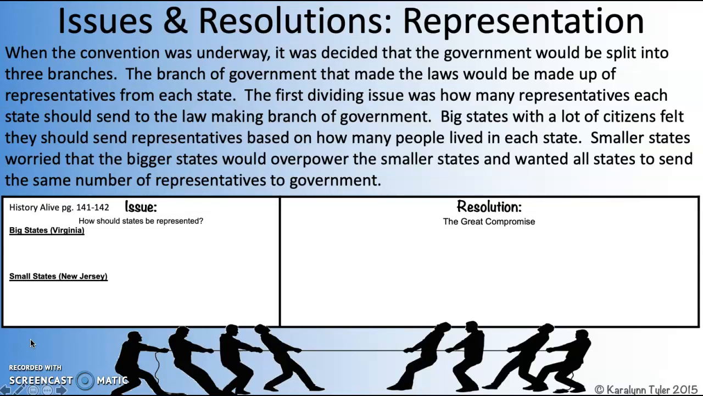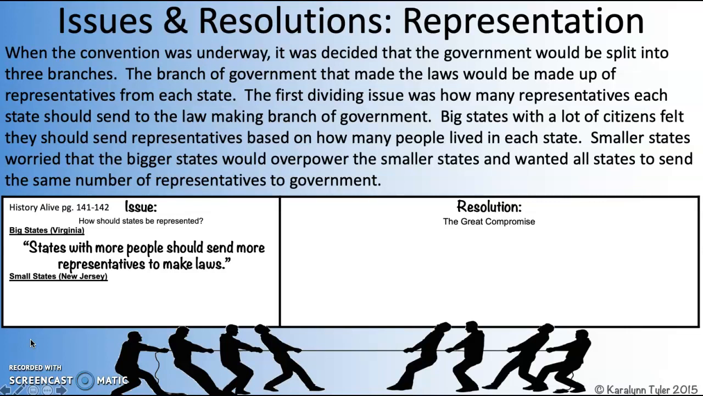So those from the largest state at the time, Virginia, were arguing, no, this should all be based on how many people live in the state. Big states with a lot of citizens felt that they should send representatives based on how many people lived in each state.